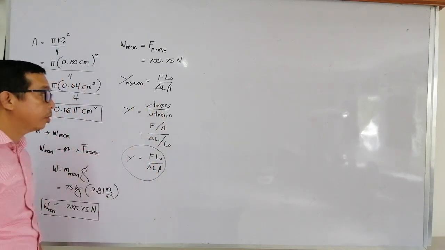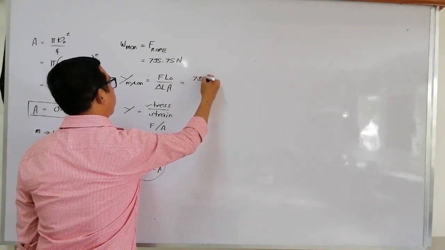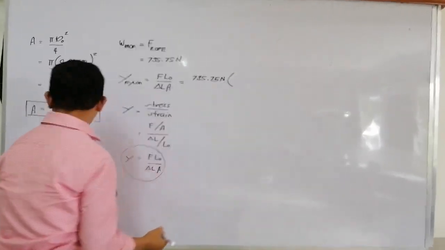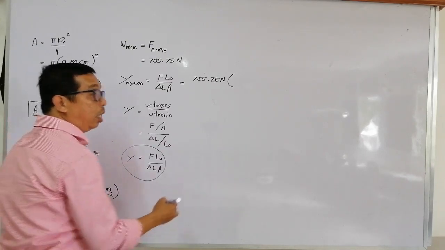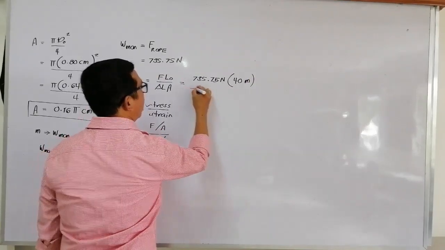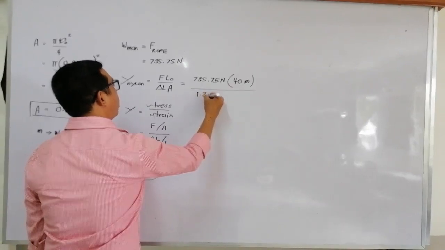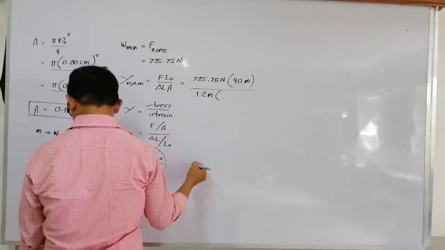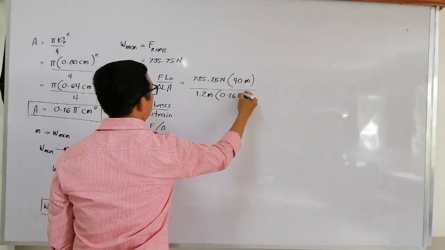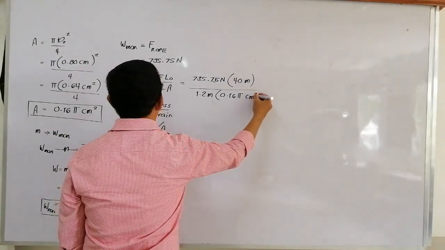Okay. So, substitute natin ang values. Force on rope ay 735.75 newtons multiplied by the original length, 40 meters yung haba, divided by the change in length, 1.2 meters, times the cross section area, 0.16 pi centimeter squared.